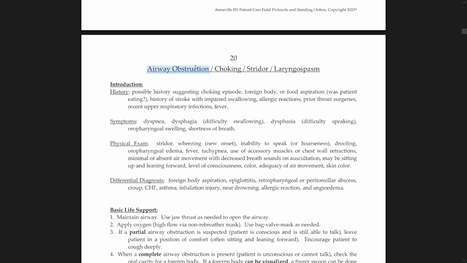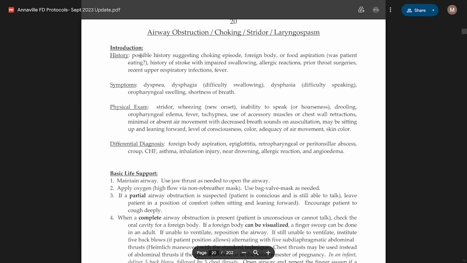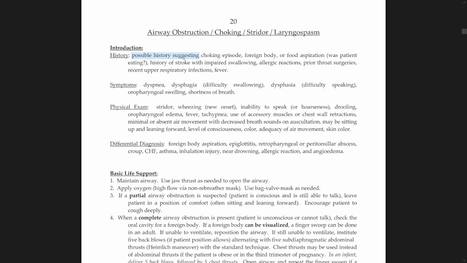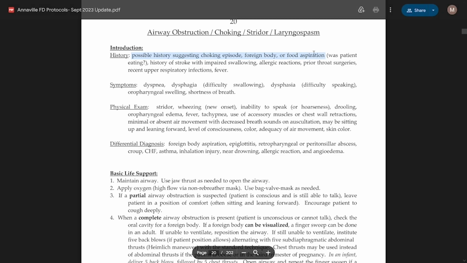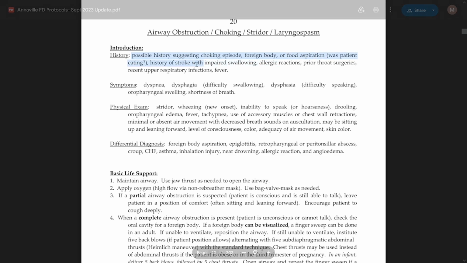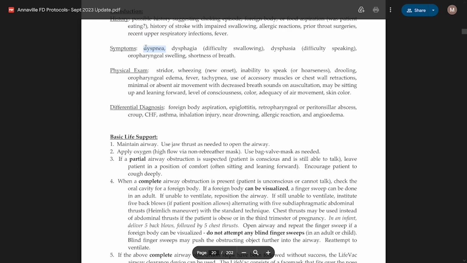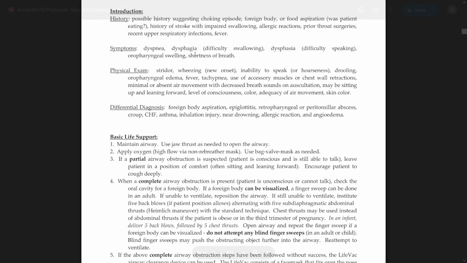The next section is airway obstruction, choking, stridor, or laryngospasm. And we want to see for their history, did they possibly have a choking episode? Were they exposed to a foreign body or an object? Potential food aspiration? Do they have a history of stroke with impaired swallowing, an allergic reaction, prior throat surgeries, and recent upper respiratory infections or a fever? We're looking for things like dyspnea, which is just abnormal breathing, dysphagia, which is difficulty swallowing, dysphonia, which is difficulty speaking, oropharyngeal swelling, and shortness of breath.